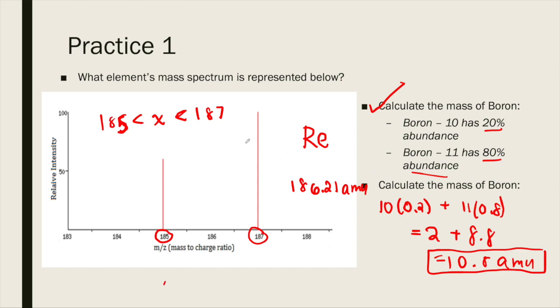Because this is pretty big, so it'll be closer to 187. But 185 is not that off either. It still has a pull, but not as great a pull as 187. So it makes sense. 186 is the halfway point, with just a little bit more pull from 187, 186.21, which is Re.